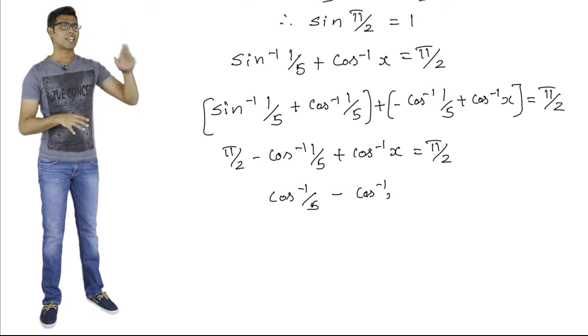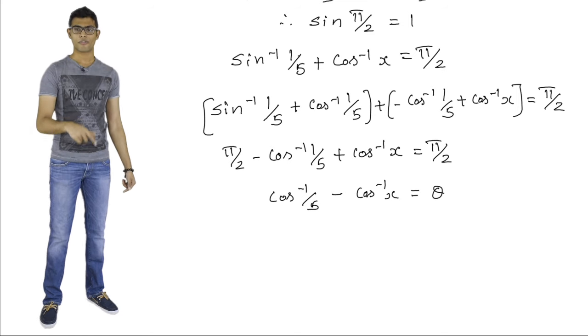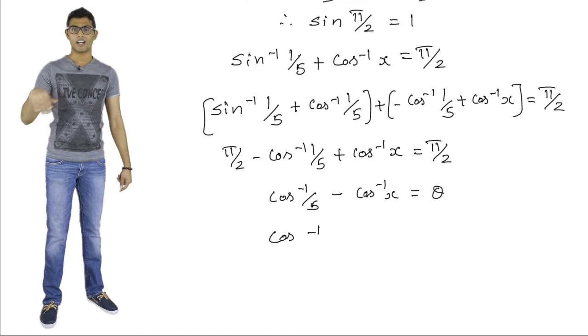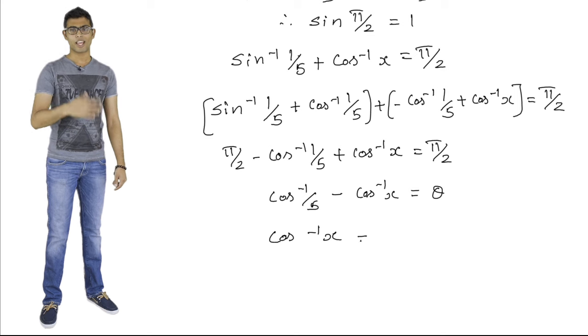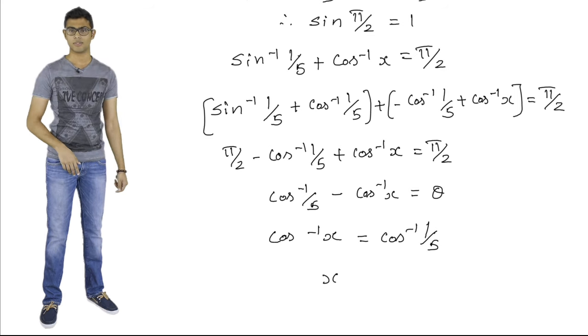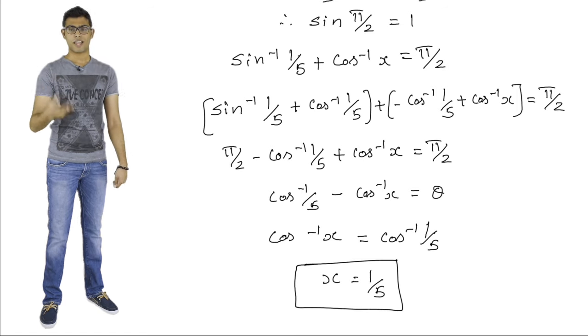Now we're going to cancel the pi by 2 in the LHS and the pi by 2 in the RHS. Now we have cos inverse of 1 by 5 minus cos inverse of x equals 0. Take the negative term to the other side. We have cos inverse of x equals cos inverse of 1 by 5. Cancel the cos inverse on both the LHS and RHS. What we get is x is equal to 1 by 5. That is the value of x.